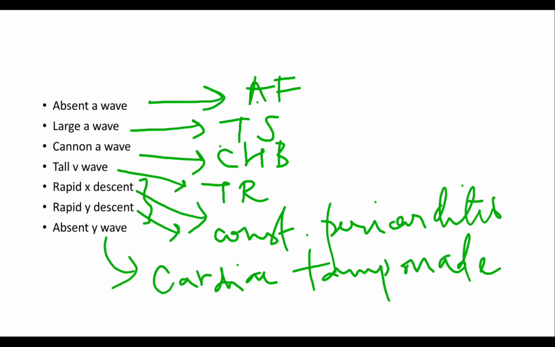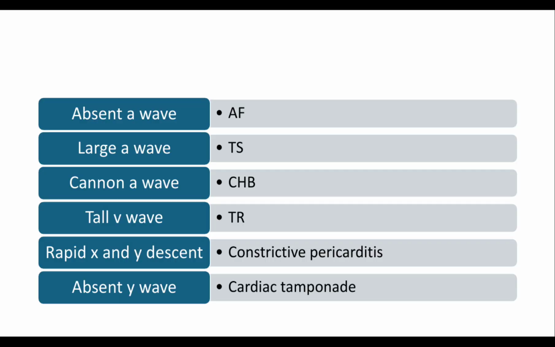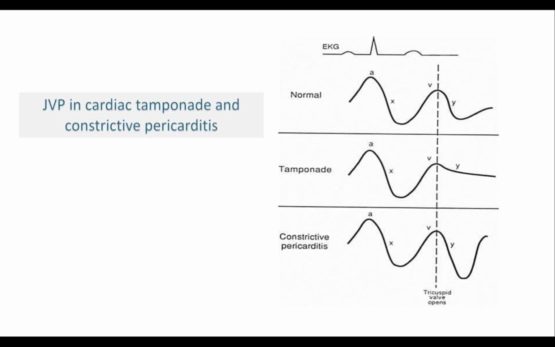So these are the abnormalities that you get in case of JVP. Okay, I've just added that again. Absent A wave in case of AF, large A wave in case of a stenotic tricuspid valve, Canon A wave in case of complete heart block. This is a previous year question. Tall V wave in case of tricuspid regurgitation, rapid X and Y descent in case of constrictive pericarditis, absent Y wave or flat Y wave in case of cardiac tamponade.